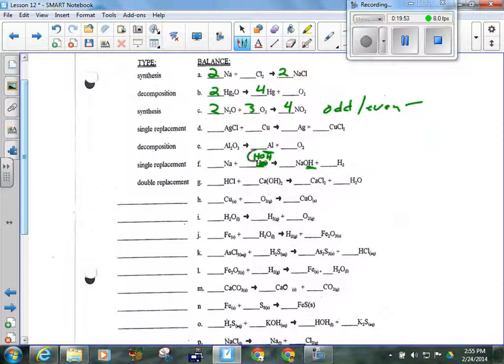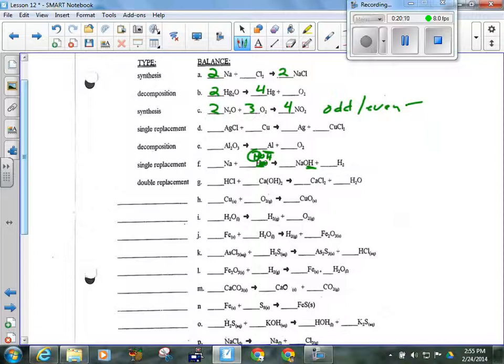2. How many right here? 1. This H has to go with the O. So there's actually only one hydrogen here by itself. All right, so what do I need to write here?